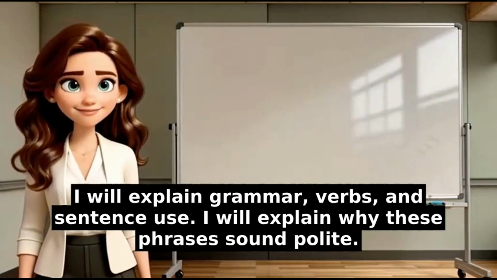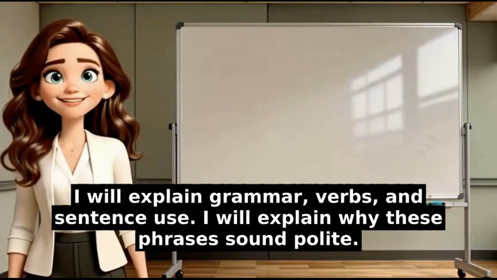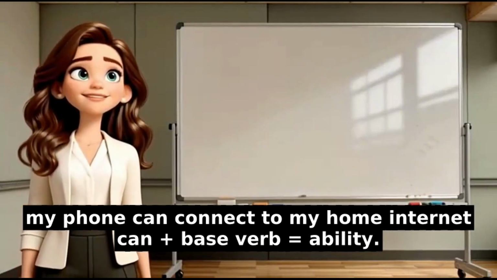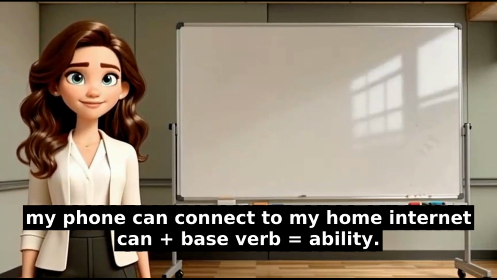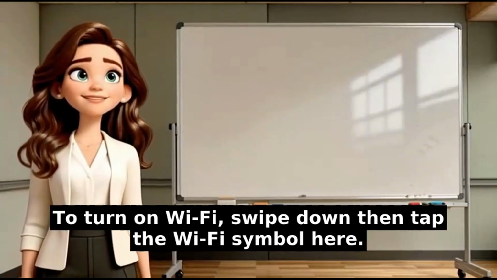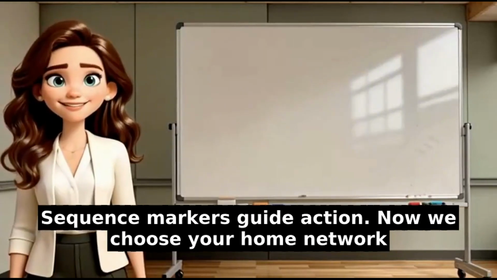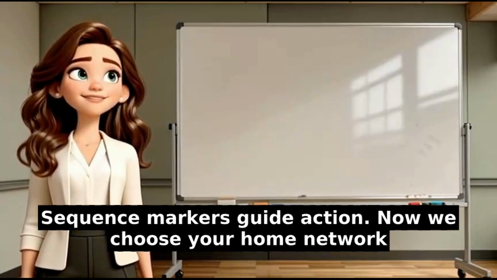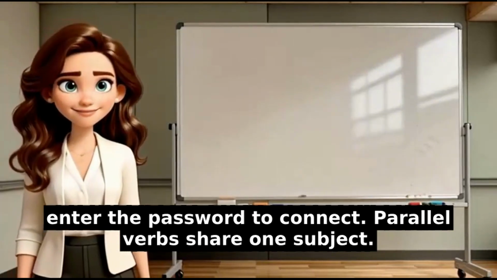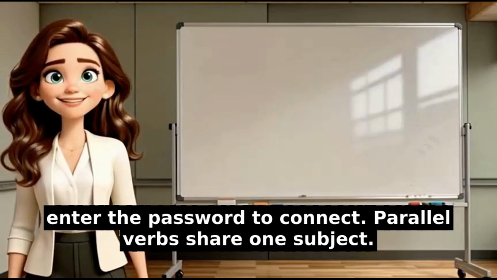I will explain grammar, verbs, and sentence use. I will explain why these phrases sound polite. My phone can connect to my home internet. Can plus base verb equals ability. To turn on Wi-Fi, swipe down then tap the Wi-Fi symbol here. Sequence markers guide action. Now we choose your home network. Enter the password to connect. Parallel verbs share one subject.